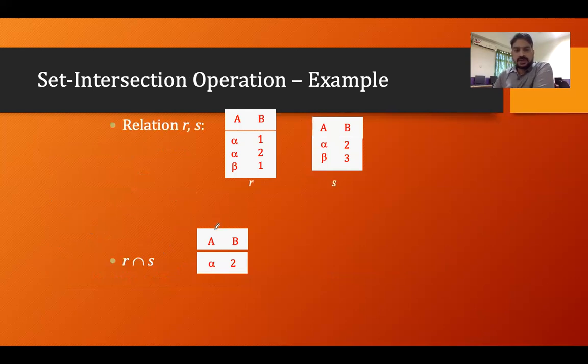This is an example of the set intersection. If we have two relations, relation R and relation S, and I want the set intersection of these, it means that whatever the common elements are will be taken as output and the rest of the things will be discarded. This is your set intersection. It's just like your intersection.